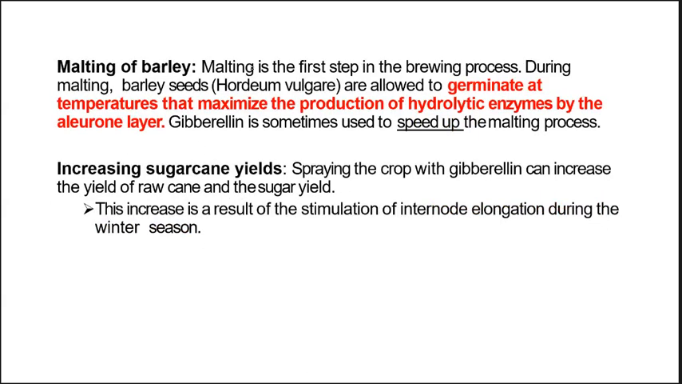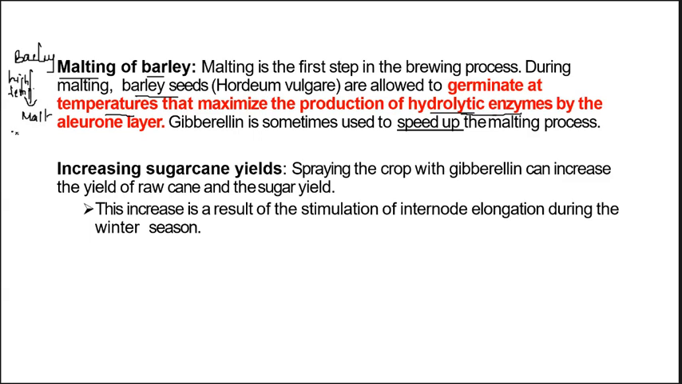Now malting of barley, what is the commercial application of gibberellin? How does it help in malting of barley? What is seen is that the barley seeds are allowed to germinate at temperatures which will maximize the production of hydrolytic enzymes. Normally in the malting industry, barley is kept at a very high temperature. Now what is the role of high temperature? This high temperature will help in the production of hydrolytic enzymes.